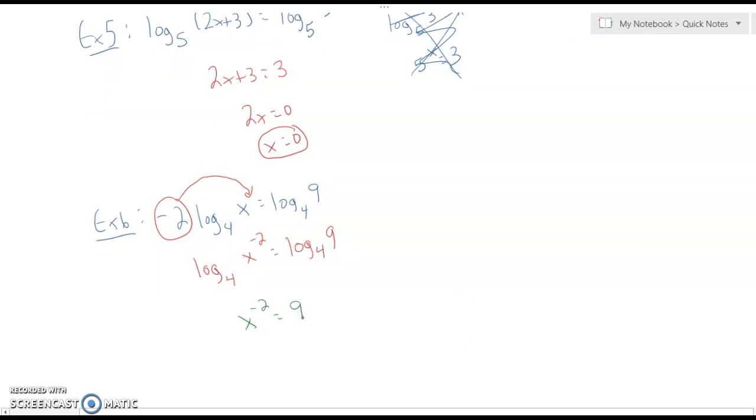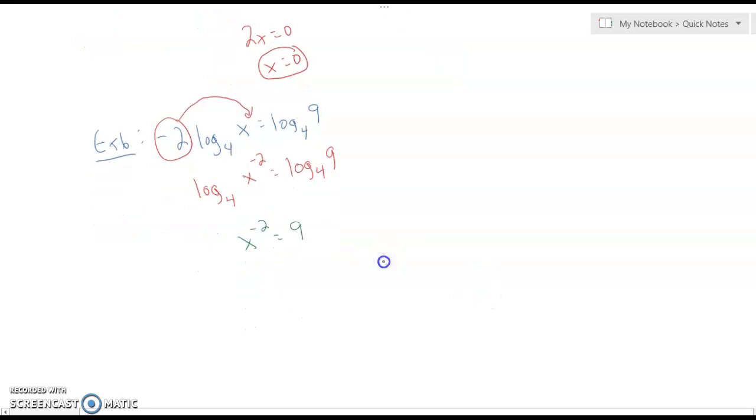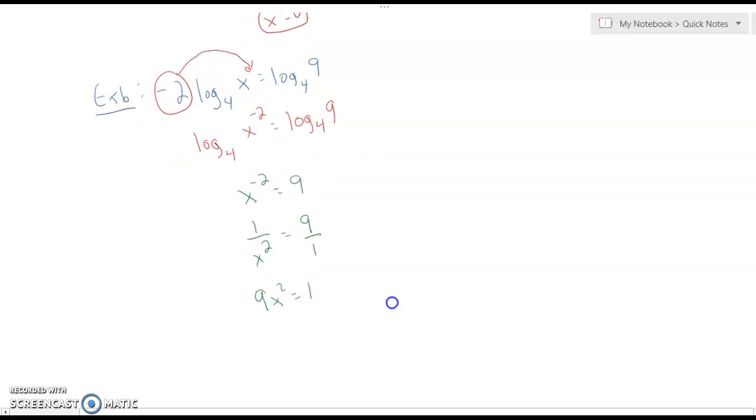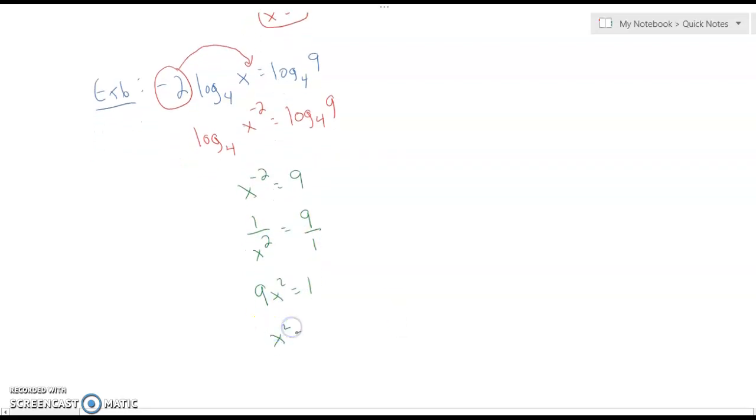So what do we do with that? Well, if I have x to the negative 2 power, that's really the same thing as 1 over x squared. I can then set this over 1 and cross multiply, giving me 9x squared equals 1. So x squared would equal 1/9.